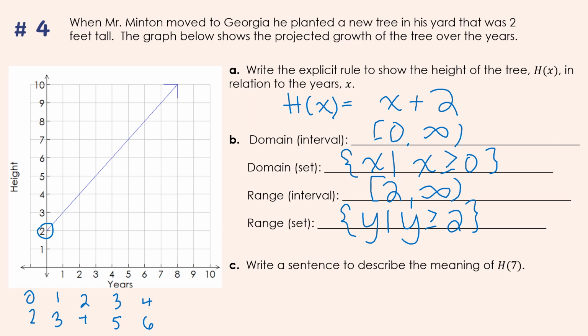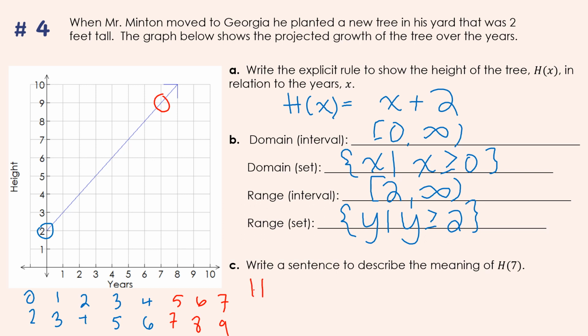And then finally, write a sentence to describe the meaning of h of 7. That means the height after 7 years. So a couple of ways you can do it. You can go to the graph, go to 7 years and go up, and you can see that point, thankfully. If I would have said 10 years, you couldn't see that point. You could also keep the pattern going, do 5, 6, and 7, and just add 1 a few more times, so 7, 8, 9. Or the other thing you could do is plug into the explicit rule.